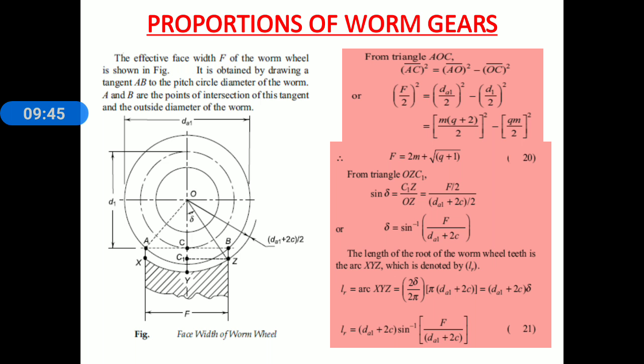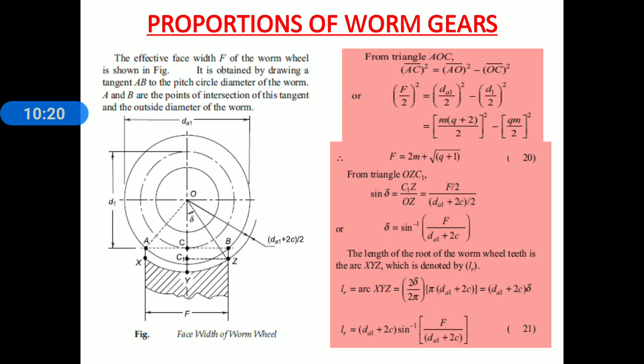Okay. Now from figure we consider a triangle AOC. AOC is a right angle triangle, and for that triangle we use the relation AC square is equal to AO square minus OC square. Observe the sketch carefully. We know the values of AC, AO and OC, clearly shown in figure. (F/2) square is equal to (dA1/2) square minus (d1/2) square.